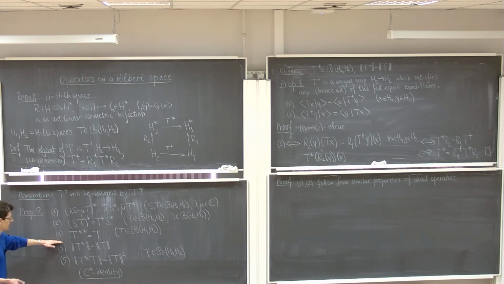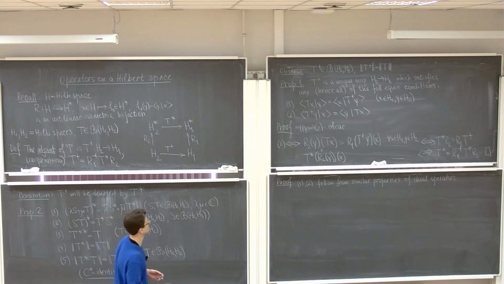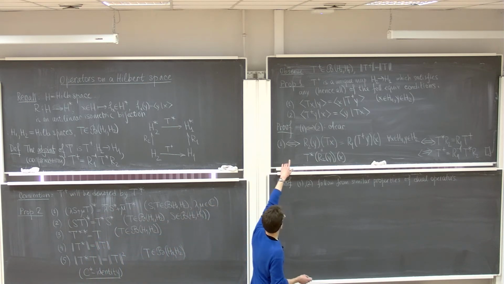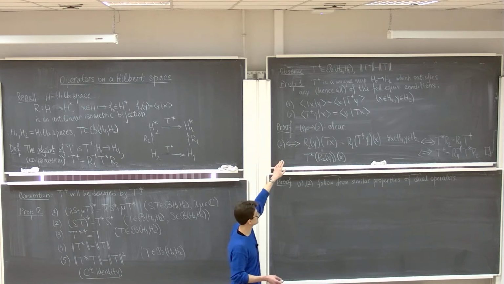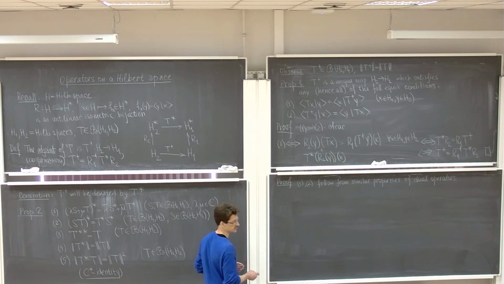Property 3: maybe the best way to deduce property 3 is to look at our proposition 1. So proposition 1, the uniqueness of the operator T plus, and proposition 1 readily imply that T star star equals T.